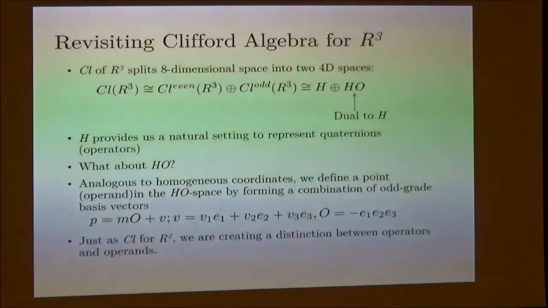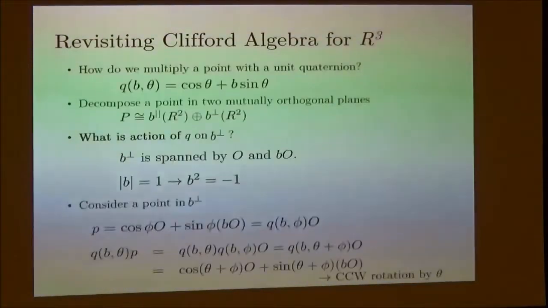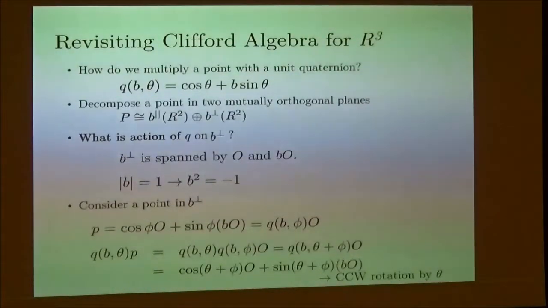The idea is, again, that we want to create the distinction between the operators and the operand, like we were able to do with the Clifford algebra of R2. We had a complex plane, which served as the operator. We had the real plane, which served as a plane where we would pick our operands from. We would like to do the same over here. So the first question is, how do we multiply a point with a unit quaternion?